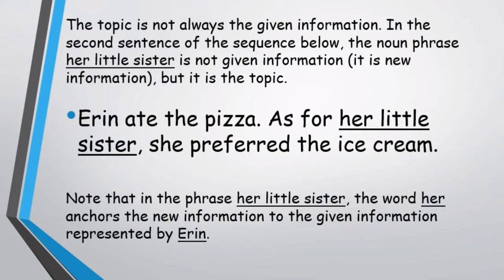However, the topic is not always the given information. In the second sentence of the sequence below, the noun phrase "her little sister" is not the given information. It is the new information, but it is still the topic. Erin ate the pizza. As for her little sister, she preferred ice cream. Take note that in the phrase her little sister, the word her anchors the new information to the given information, represented by Erin.